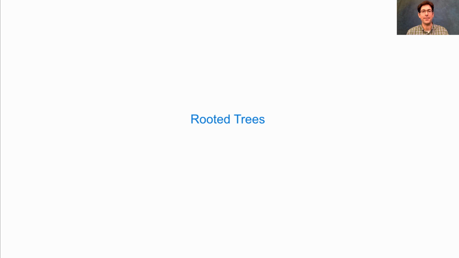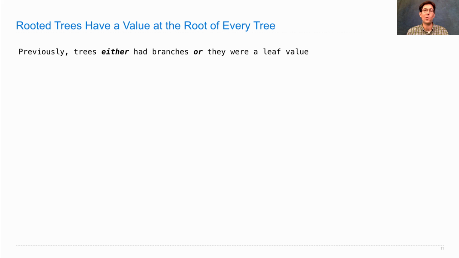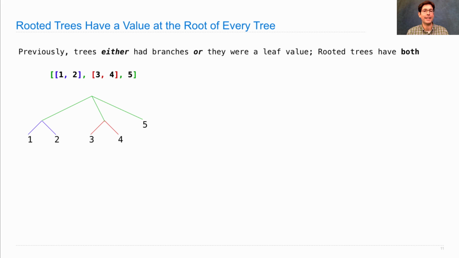Let's talk about trees. Rooted trees are similar to the trees you saw before, except that they also have a value at the root of every tree. So previously I said that trees either have branches or they were a leaf value. And this was an example, where we had a tree that looked like that. And rooted trees have both branches and a root value.